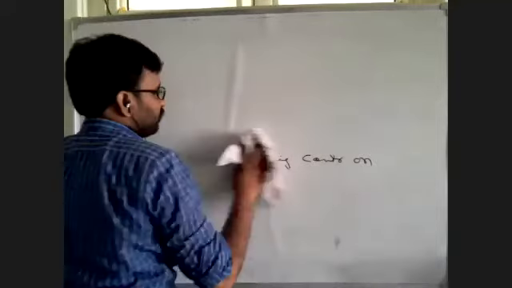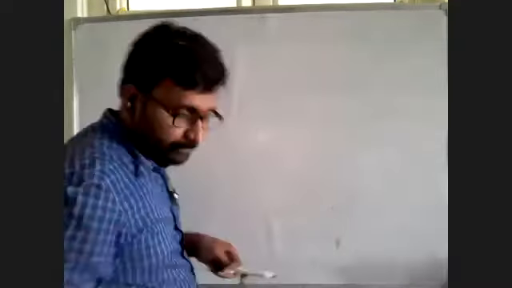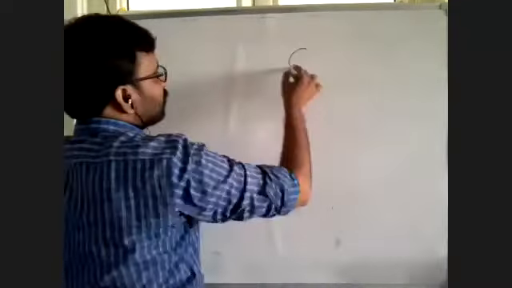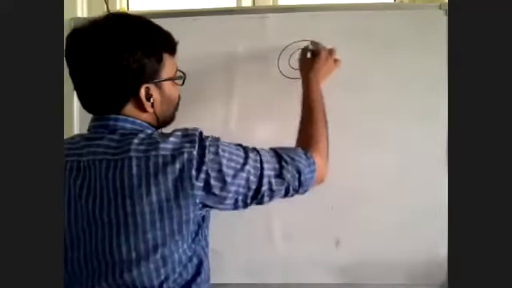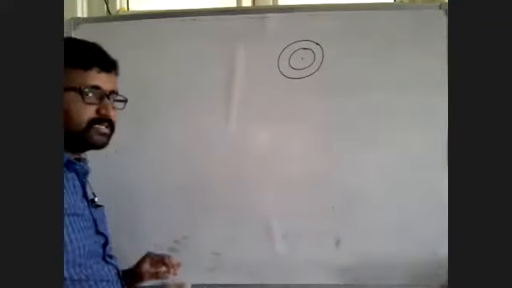This is very previous for you. That's why I think you can understand very easily. Two or more circles are said to be concentric if their center is same.